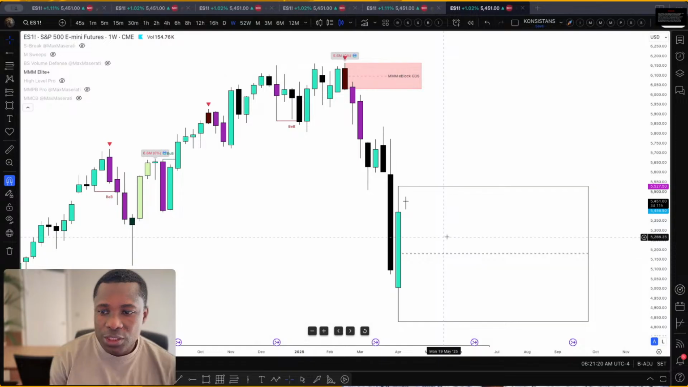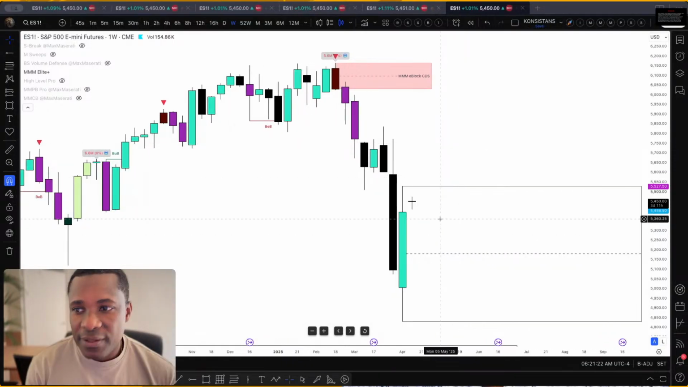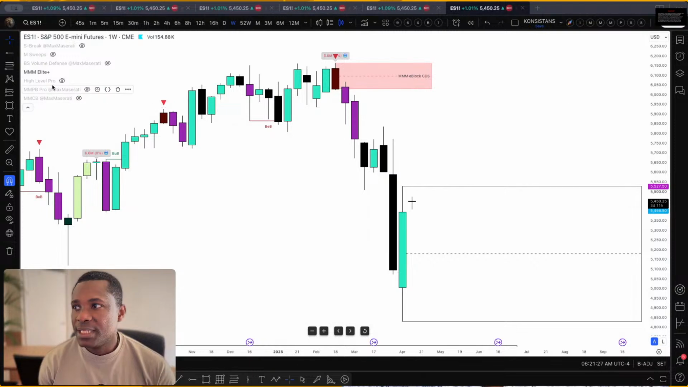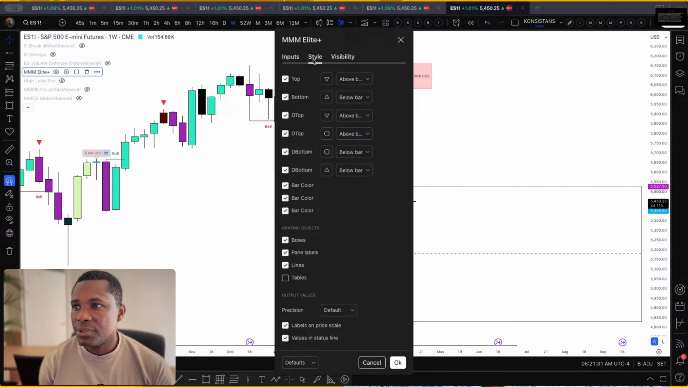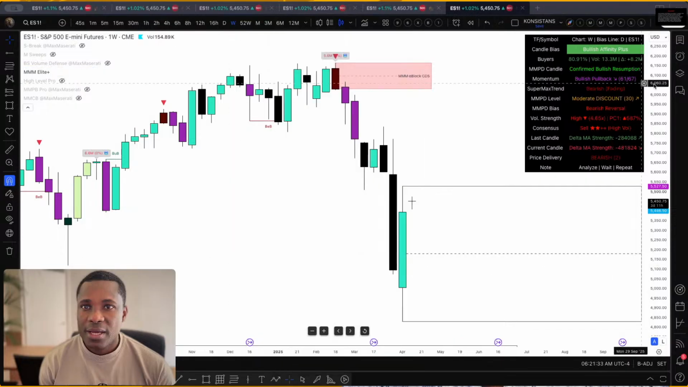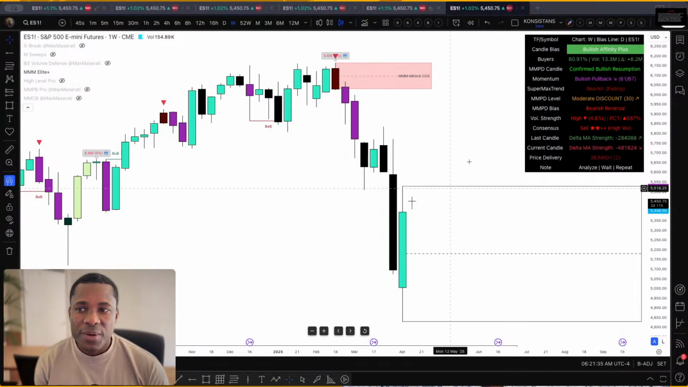So if last week was the last candle close, what do we see? We have a bullish affinity plus. We can put this table back just to have a clear idea. We have a bullish affinity plus where we had the buyers at 80% with 13.3 million with a positive delta.